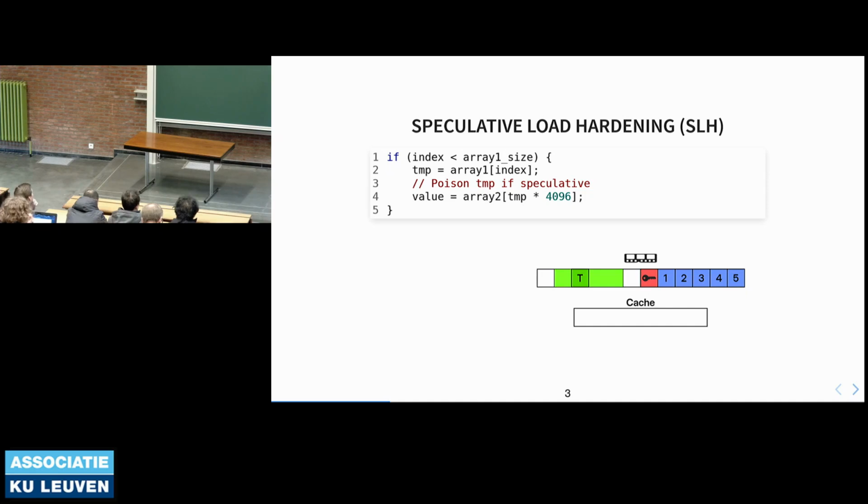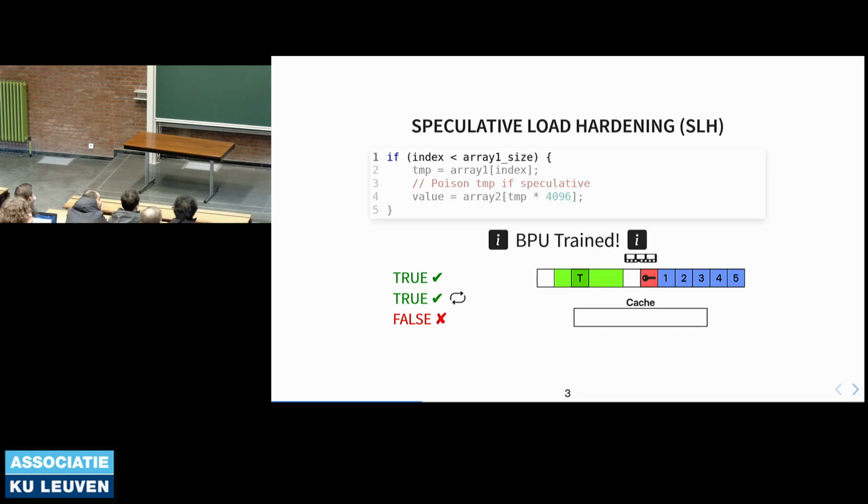More specifically, this works as follows. If we have an index that's still in bounds, then exactly the same thing as before happens. We retrieve the array 1 value. We don't poison the value that we retrieve because we're not in transient execution. And then we retrieve the associated value from array 2. Of course, everything still gets cached. We can also train the BPU as before. Nothing changes here. All works exactly as before.